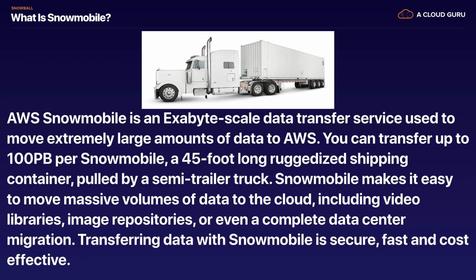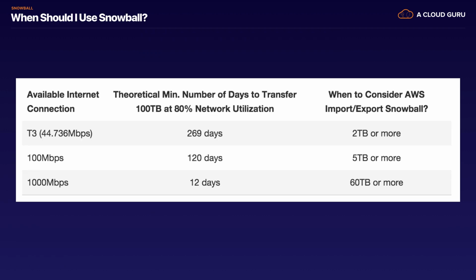So what is Snowmobile? Well, Snowmobile is just insane. It's an exabyte scale data transfer service used to move extremely large amounts of data to AWS. You can transfer up to 100 petabytes per Snowmobile. It's basically a 45-foot long ruggedized shipping container, which is pulled by a semi-trailer truck. It makes it easier to move massive volumes of data to the cloud, including video libraries, image repositories, or even a complete data center migration. And transferring data with Snowmobile is secure, fast, and cost-effective.